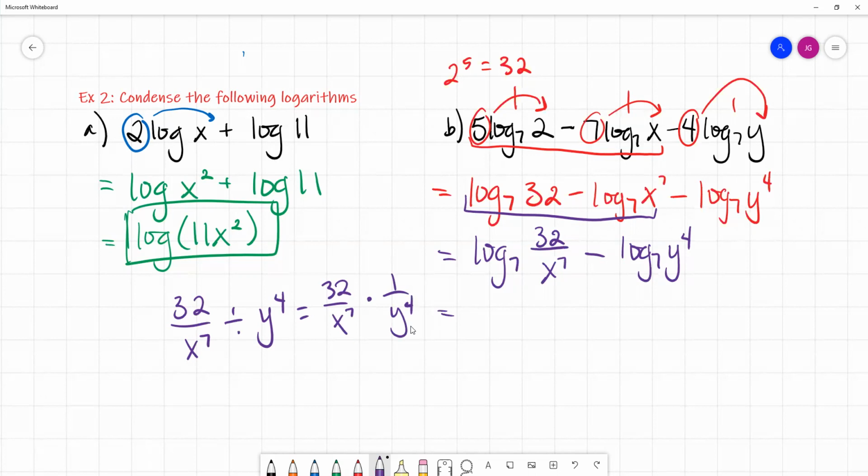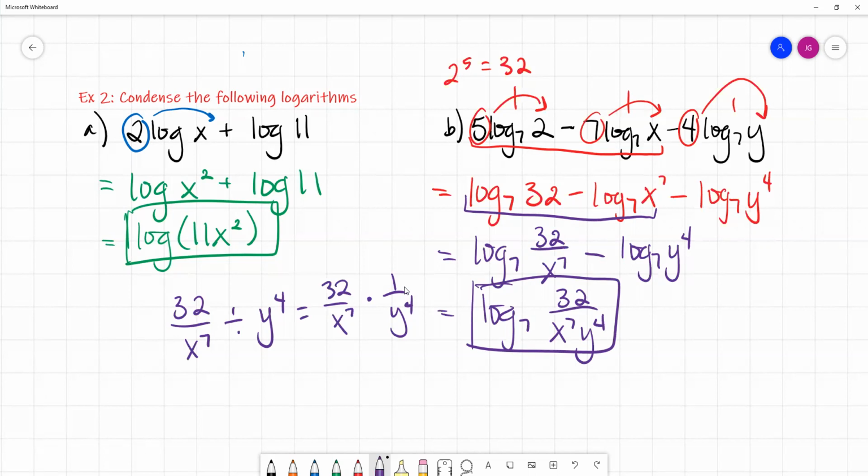Probably a lot easier to think of it that way because now I can just multiply across. So this becomes log base 7 of 32 times 1 is 32 divided by x to the 7th times y to the 4th. And there's our answer. Okay, not too bad.